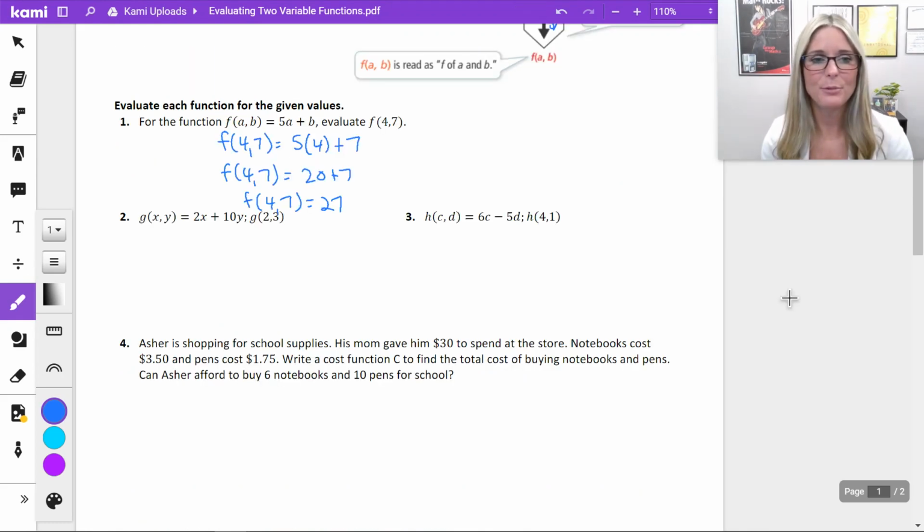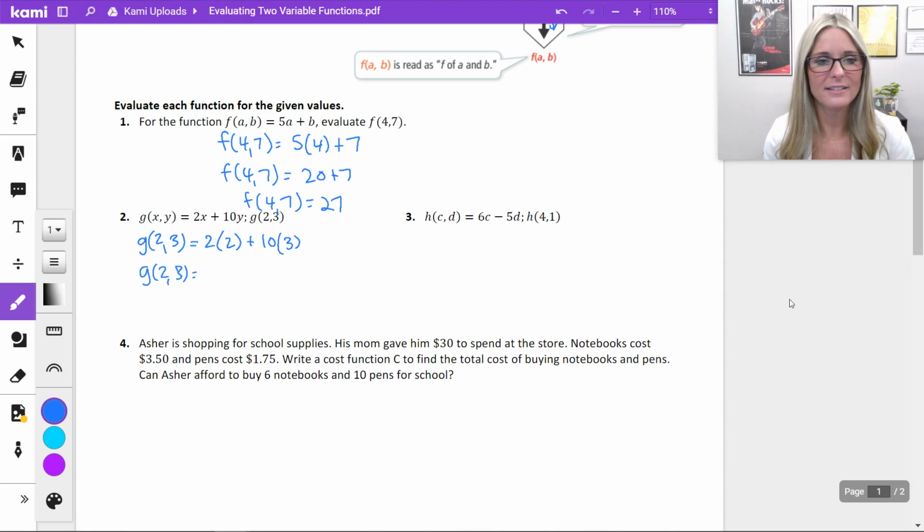We have two more examples. We've got g of x and y equals 2x plus 10y, and we're going to evaluate for g of 2 and 3. 2 is listed first, so I'm going to plug in 2 for the x and 3 for the y. G of 2 and 3, simplifying, I'm getting 4 plus 30, or g of 2 and 3 is going to equal 34.